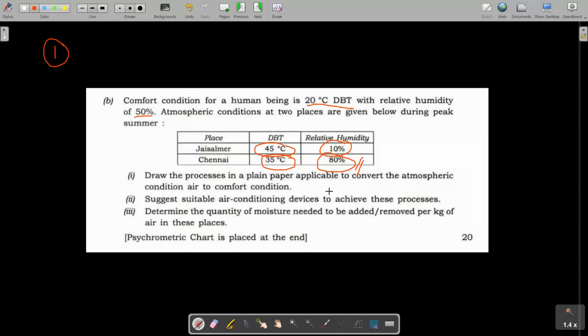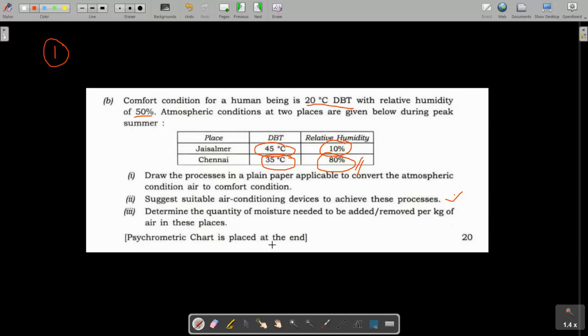What we have to do is draw, on plain paper, the processes applicable to convert the atmospheric condition to the comfort condition. That means we have to draw the process by which we can bring the air to 20 degrees Celsius and 50% relative humidity, draw it on the psychrometric chart, and suggest a suitable air conditioning device to achieve this process. Third, determine the quantity of moisture that needs to be added or removed per kg of air in these places. The psychrometric chart is attached.